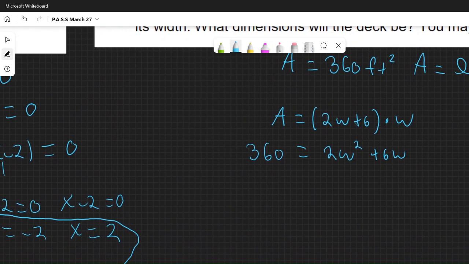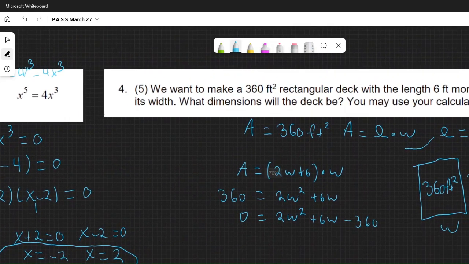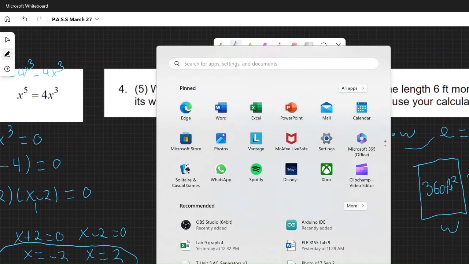So now we can rearrange this, set it equal to 0, plus 6w minus 360. We could probably factor this, but it says we can use our calculator to solve, so that's what I'm going to do.